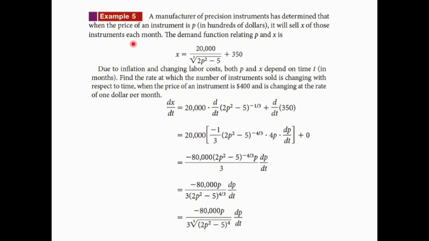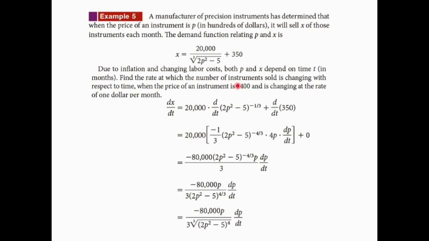Let's back up a second. Because remember, it says p is in hundreds of dollars. So that's another little tricky thing that you have to pay attention to. Because some people might want to directly plug in 400, but p is defined in hundreds. So we only want to plug in 4 there.